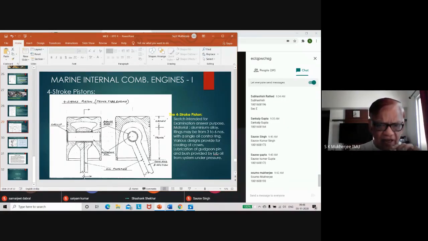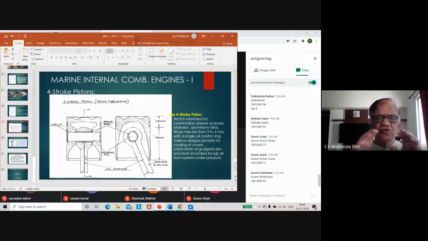Okay, so the oil which is coming in for lubricating the gudgeon pin comes in through the connecting rod. All right, so the oil actually comes through this passage here. And then it is blocked because the gudgeon pin is resting on the bush.